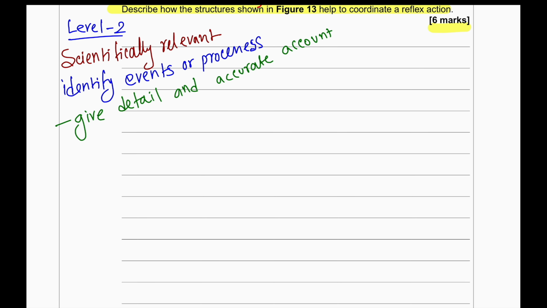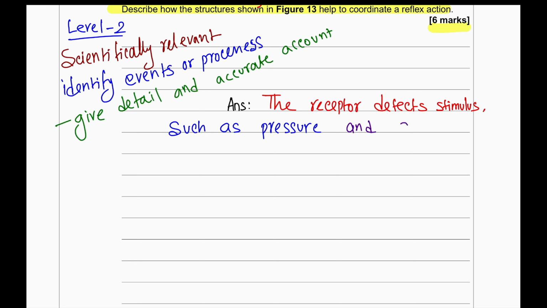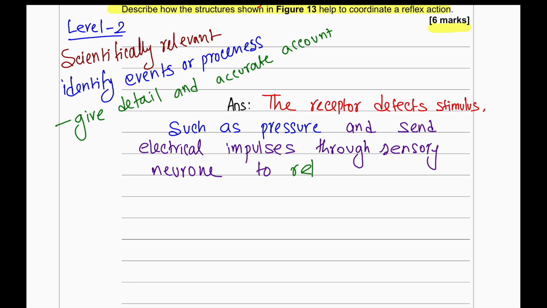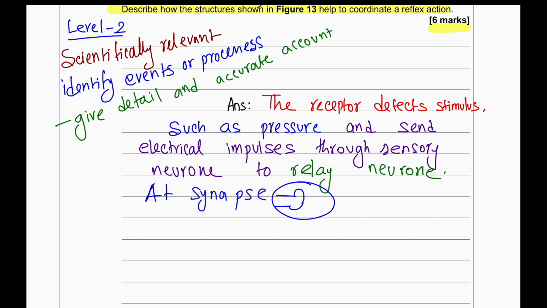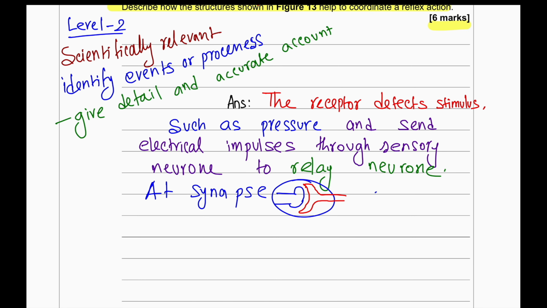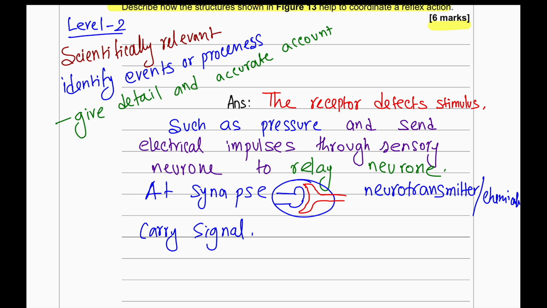First, we can say the receptor detects a stimulus. Once the receptor detects a stimulus, such as, for example, pressure, the receptor generates an electrical impulse which passes through the sensory neuron into the relay neuron. Now, between the sensory and the relay neuron, there is a gap where the electrical impulse is converted into chemical messages such as neurotransmitter, and then it goes to the relay neuron.